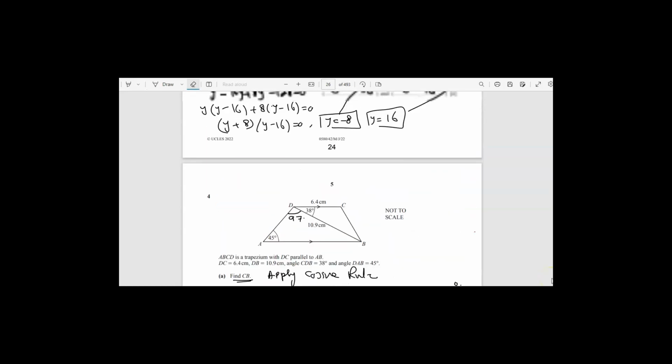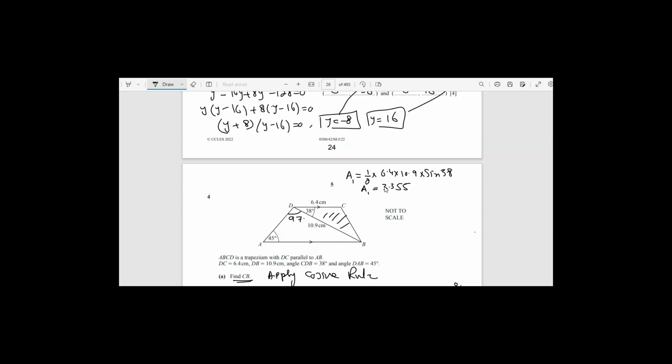So I will do it here. How can we do that? 1 upon 2 times, since two sides are given, one side is 6.4, the other side is 10.9, and the included angle is also given, so I will apply a formula here: 6.4 times 10.9 times the sine of the angle between these two. After simplifying this, call it A1, the area of the first triangle. 3.355 is the answer for the first triangle.